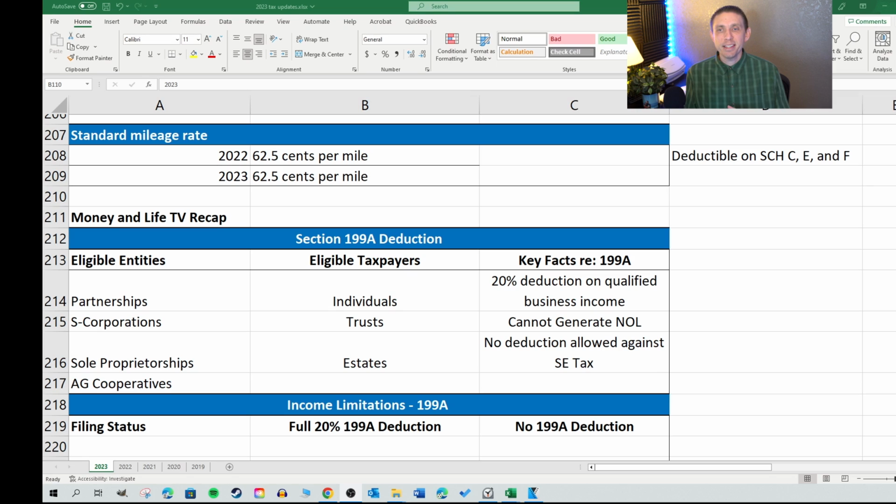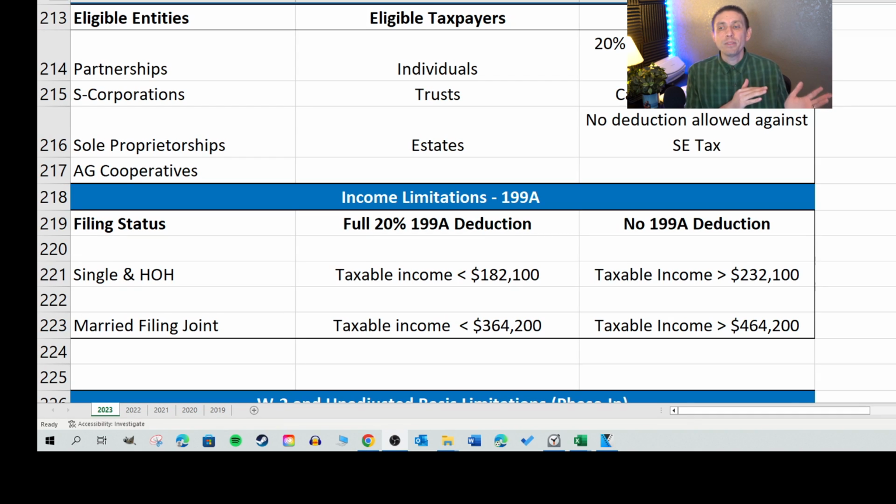Talking about business deductions here real quick. If you're a sole proprietor, if you own a business, a pass-through entity kind of business, then you can usually take advantage of the QBI deduction as long as your income, if you're single or head of household, is under $182,000. Once your income goes over $232,000, then that starts to phase out if you're a single filer. If you're married filing jointly, you can have taxable income of up to $364,000 before the phase out begins. But once your taxable income is over $464,000, you're going to be fully phased out of that deduction.